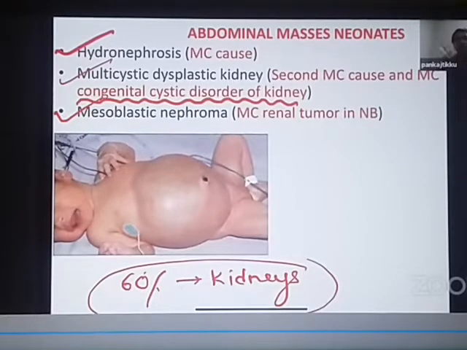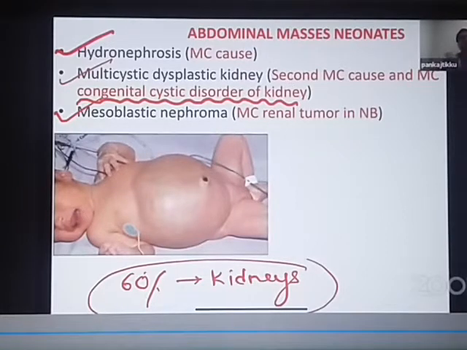Please don't confuse. If they ask you a question, which is the most common tumor of the kidney in a newborn, don't say Wilms tumor. Wilms tumor is very, very rare in newborns. The most common tumor of the kidney in a newborn is a tumor whose name is mesoblastic nephroma. And how does mesoblastic nephroma present? It presents as an abdominal mass.